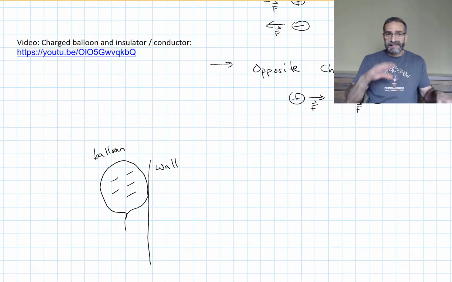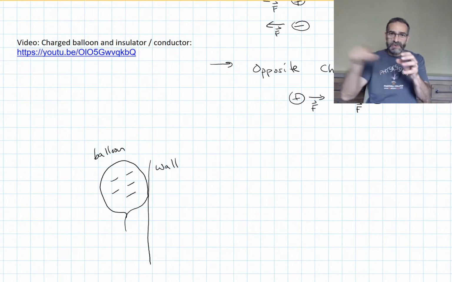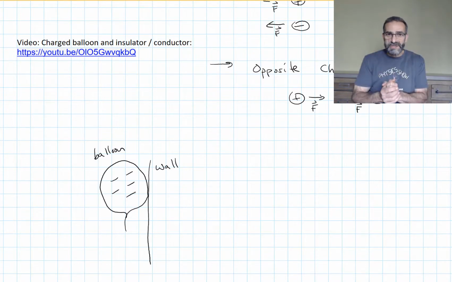But the electron cloud around that atom can shift a little bit one way or the other. Even though those electrons can't move and go somewhere else in the material, the electron cloud can shift a little bit one way or the other, making the atom polar, giving one side more positive charge and one side more negative charge. And that's what happens when we bring that balloon up to the wall.